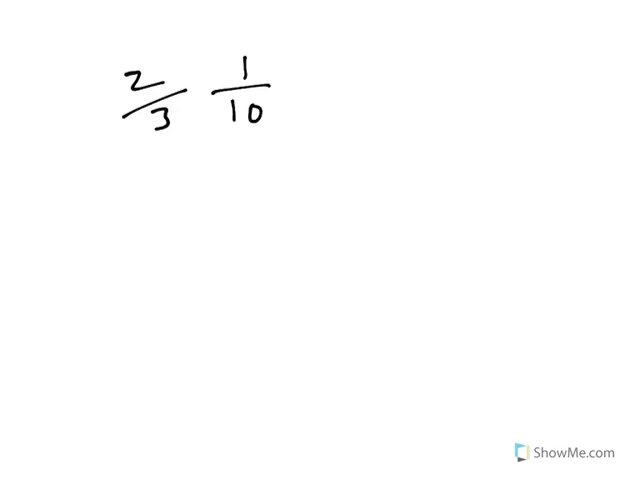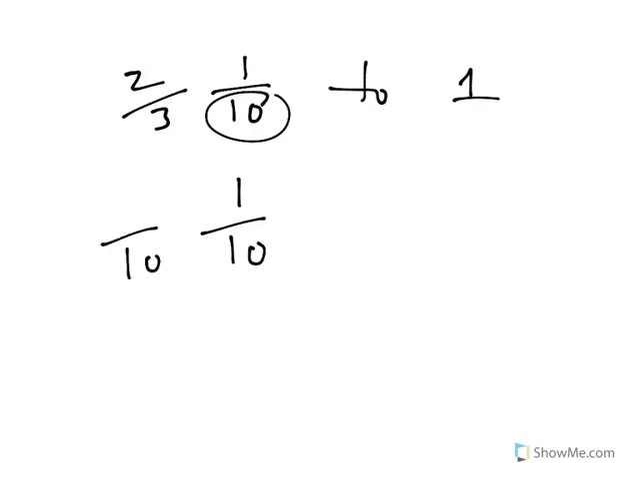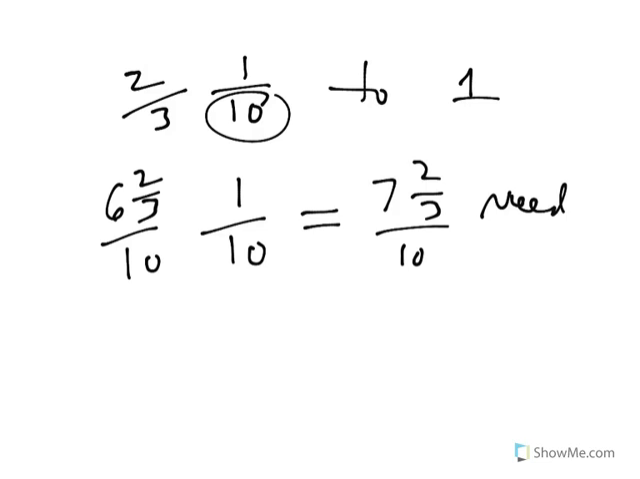Now the Egyptians themselves wouldn't use their common denominator of 30, actually. They would usually use whatever this number is. So that makes it more difficult, because now we need to change this 2/3 into tenths, and it becomes 6 2/3 tenths. And this together becomes 7 2/3 tenths. So we need 2 1/3 tenths.